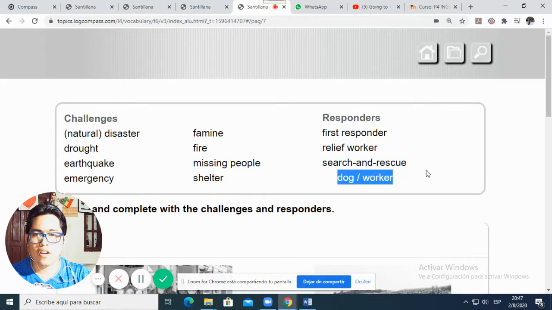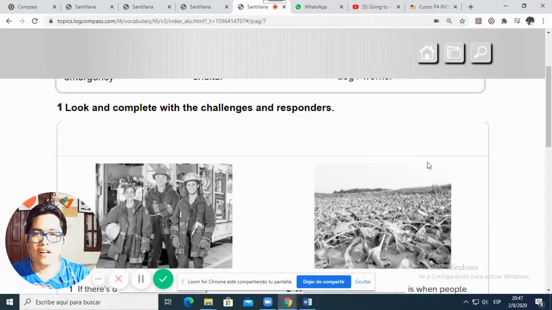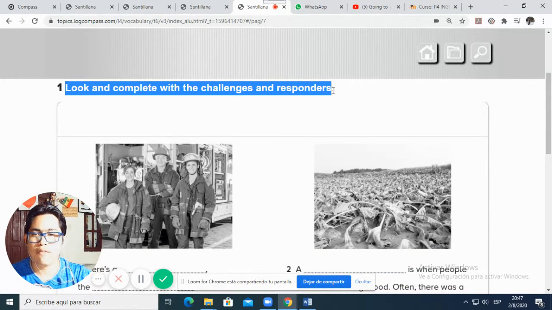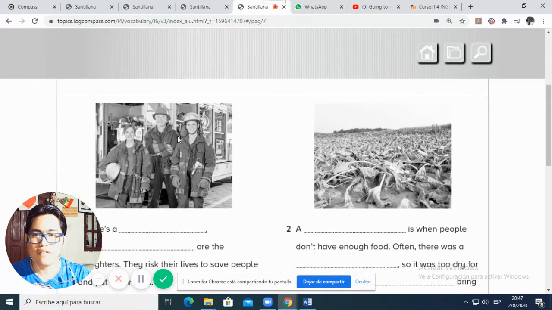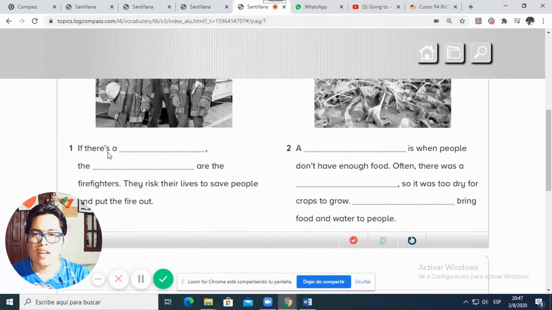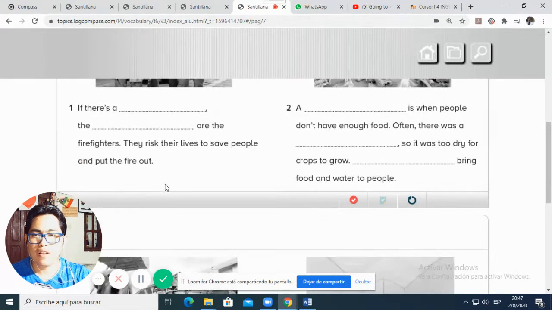Dog worker. Okay, so what we do in the first exercise, it says, look and complete with the challenges and responders. So we have pictures. I will do an example of each page for you, okay? Look at the picture. The first picture here, it says, if there is a fire, the first responders are the firefighters. They risk their lives to save people and put the fire out, okay?